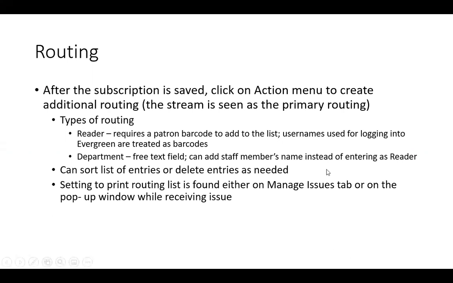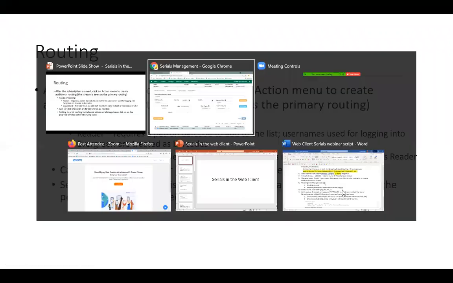And I played with it and I found that also that since department is a free text box, if you wanted to, you could add staff members' names there instead of entering them as a reader. You can sort the list of entries or delete them as needed. And when we've created issues, there's a box on the Manage Issues tab that you check so that it will always prompt to print the routing list when you've checked in an issue.